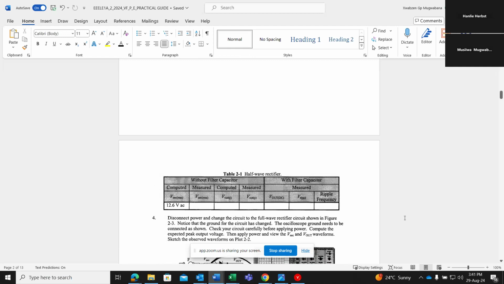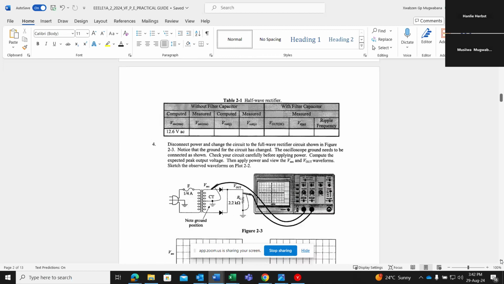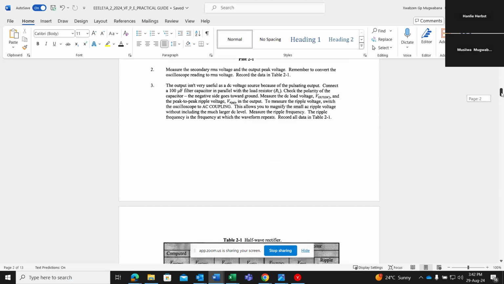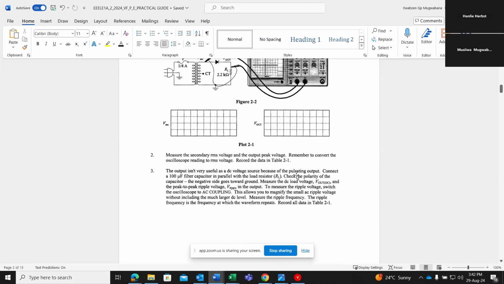Now, again, you have got what we call with capacitor. With a capacitor simply means that now on your circuit, you need to go and include a capacitor. You have done the measurement without a capacitor. So in this case, you go and check what voltage they are looking for. Are they looking for this with or without capacitor?